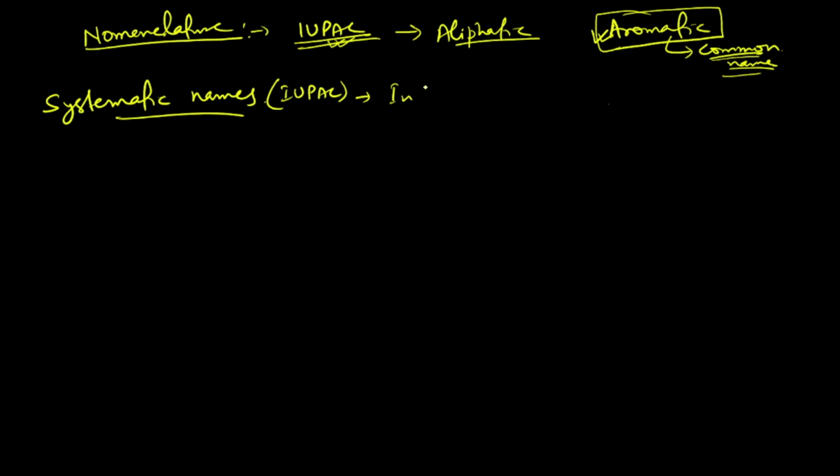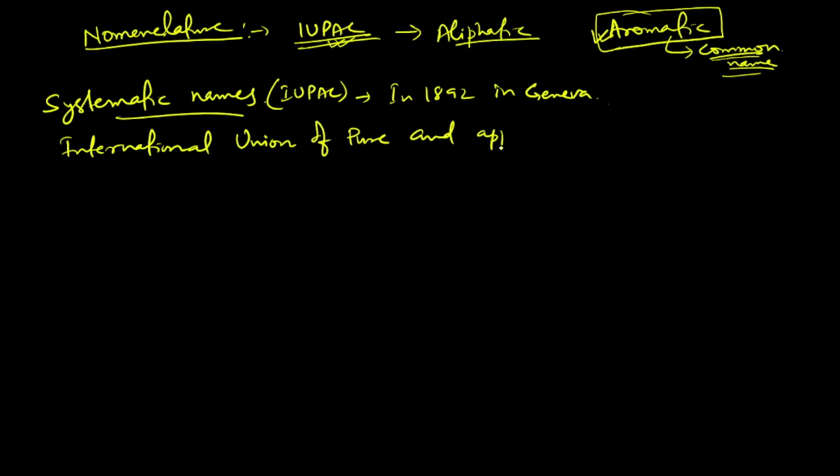Okay, so in 1892 in Geneva, what happened? Like a seminar or conference, they attended, and in that they were discussing how compounds should be given names, and based on that they passed a proposal that we call IUPAC. So what does IUPAC stand for? This is International Union of Pure and Applied Chemistry.